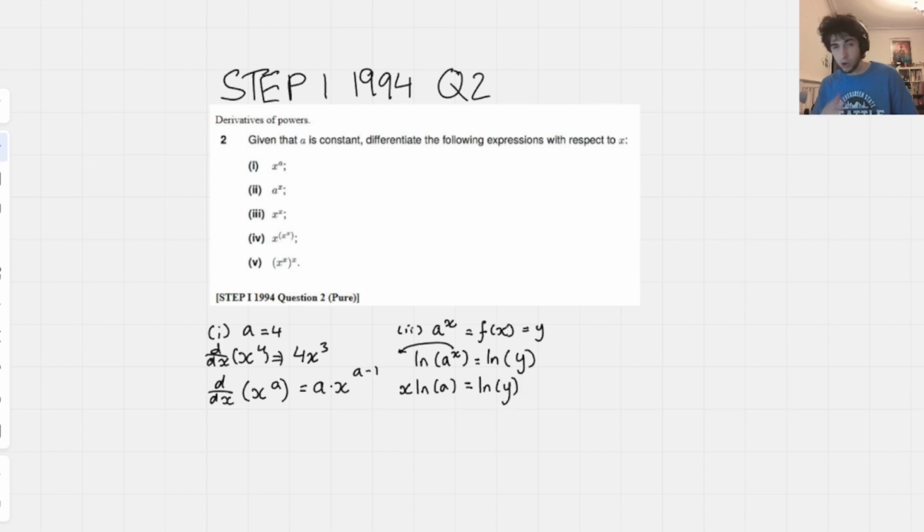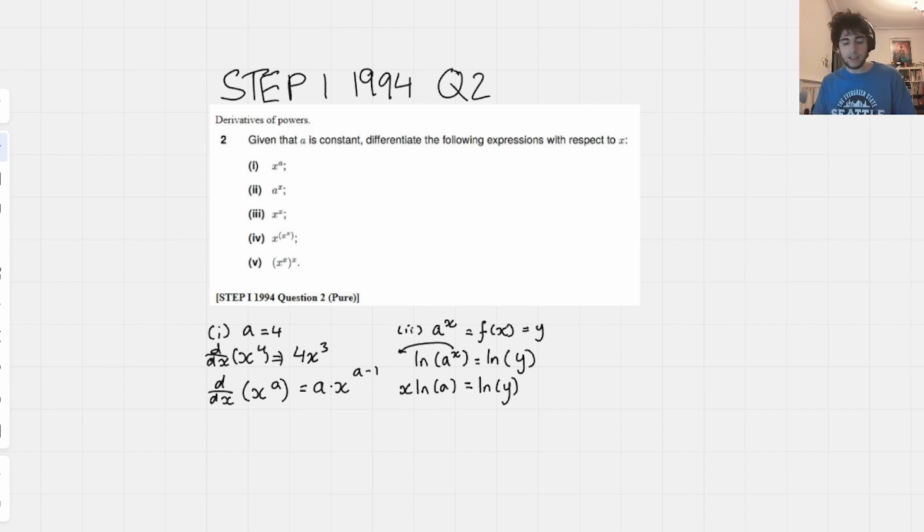Okay, so at this point we can use implicit differentiation, which I will assume that you're confident with. If not, go check that out before moving forward. Effectively, at this point, you can use implicit differentiation that you've learned from A level to differentiate this, right?